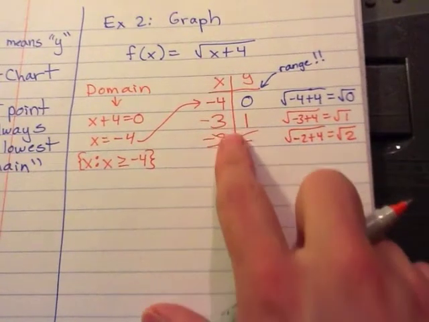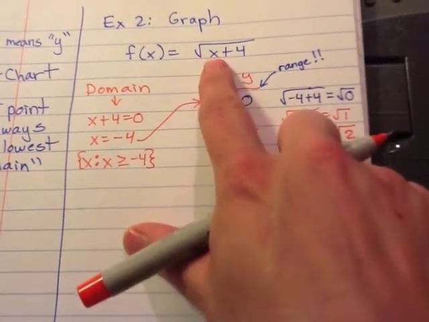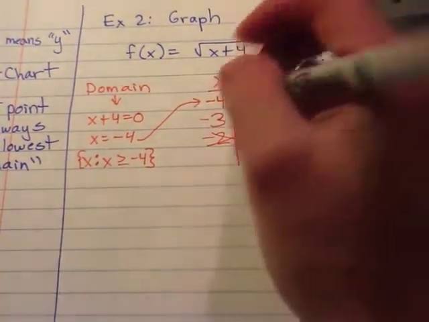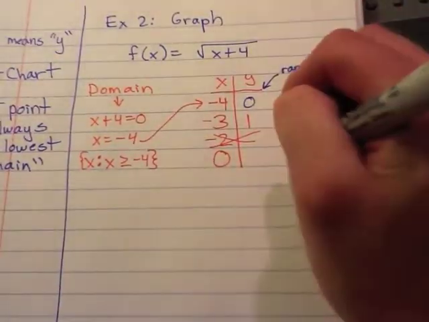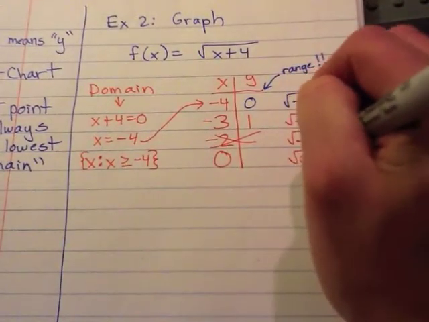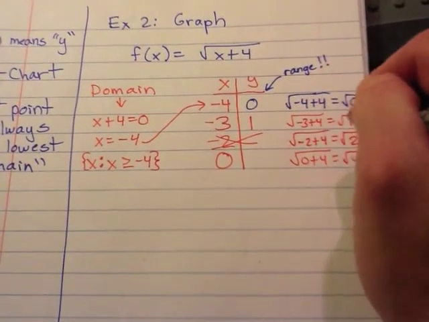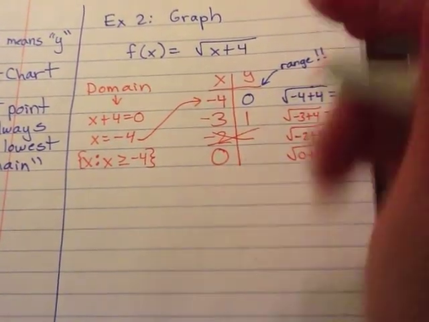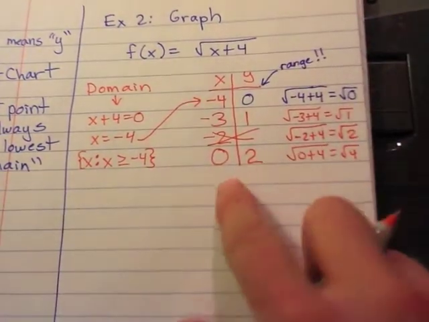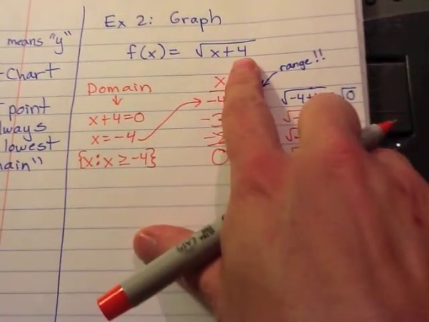So, oh no, I didn't get 0. I didn't plug in 0. 0 for x plus 4, so 0 works. Because if I plug in 0, I get the square root of 4 and the square root of 4 is 2.